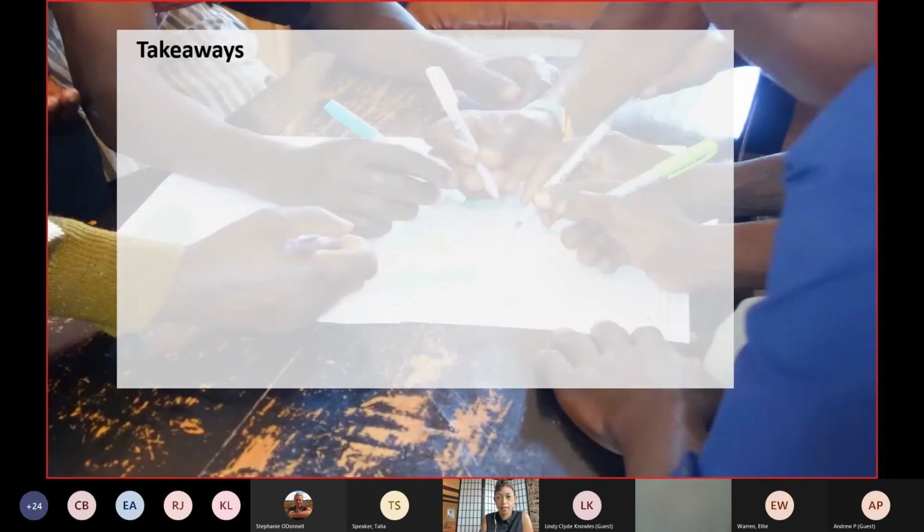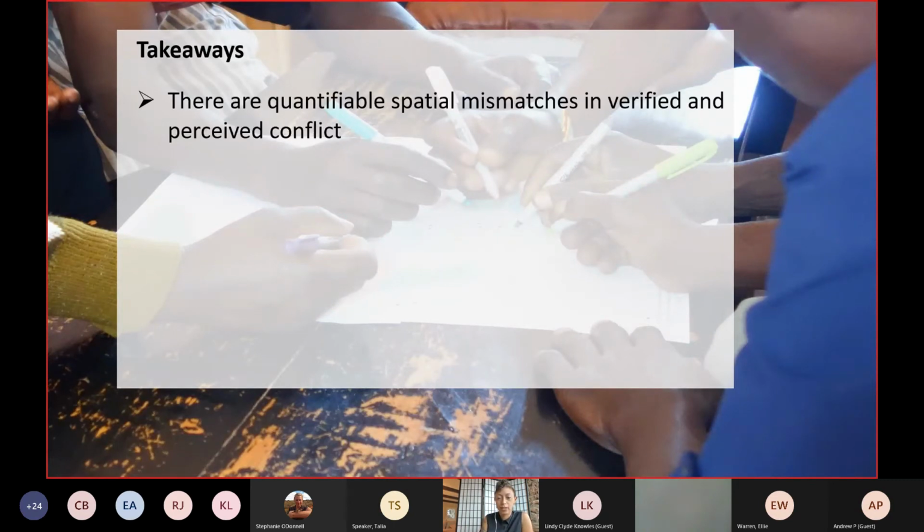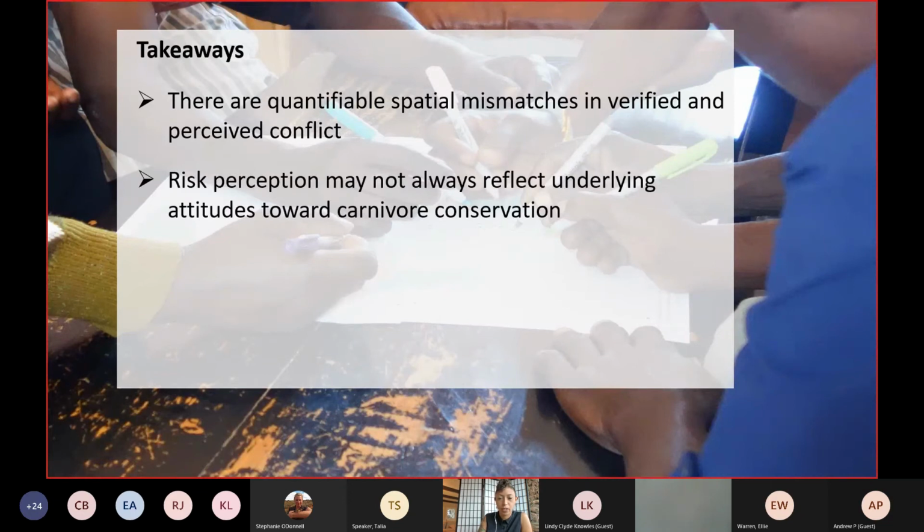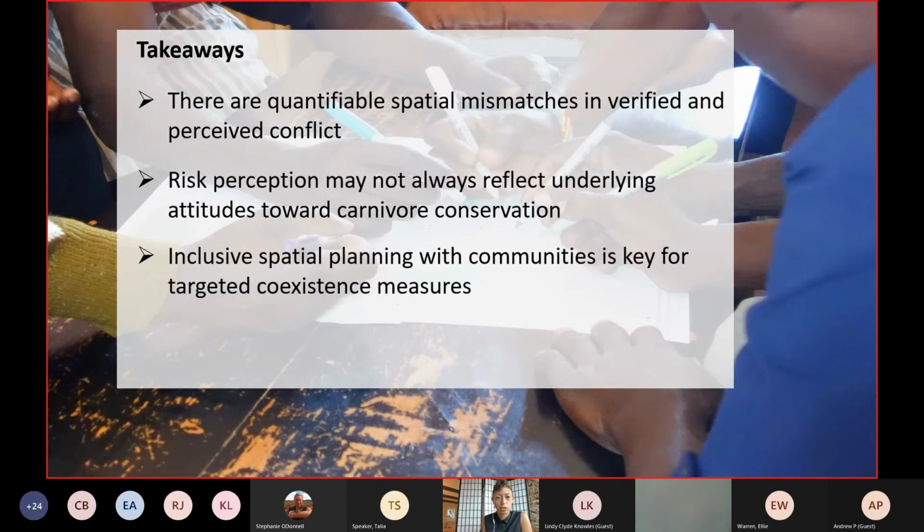Takeaways from these studies is that there are quantifiable spatial mismatches in these participatory mapped and verified conflict data sets. And there are ways to predict these risk perceptions and the attitudes that are influencing them, meaning that these are great jumping off points for addressing conflict. Also, risk perception might not always reflect underlying attitudes toward carnivore conservation. And most importantly, integrating these disparate data streams and using inclusive spatial planning with communities can help with disentangling conflict, elevating community voices, and ideally co-creating targeted coexistence measures.